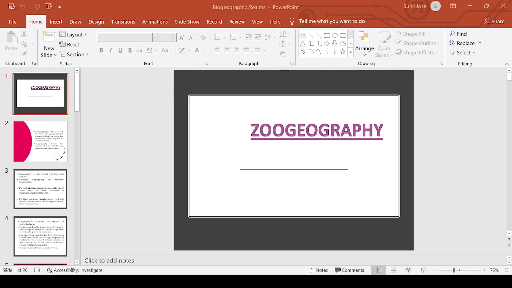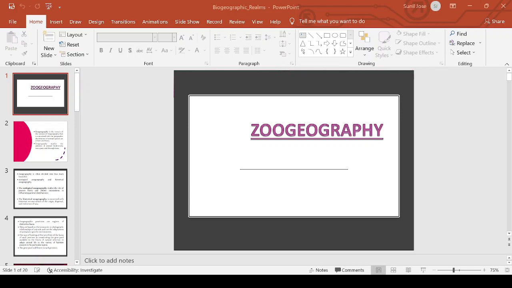Now another classification is the classification given by Darlington. What Darlington was saying is that there are six major regions: Nearctic region, Palearctic region, Neotropical region, Ethiopian region, Oriental region and Australian region. This is also what Wallace has said. This is the most accepted type of classification.